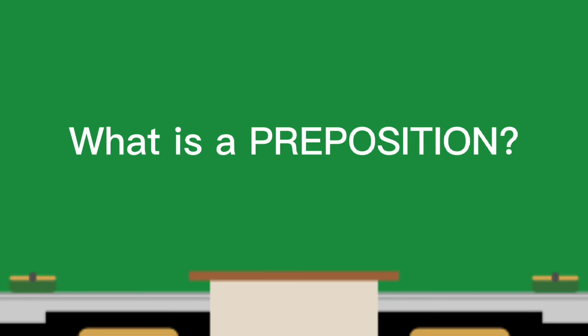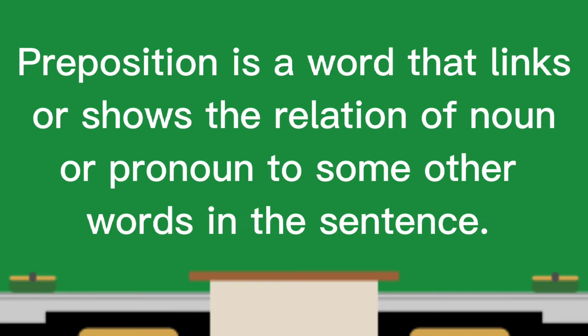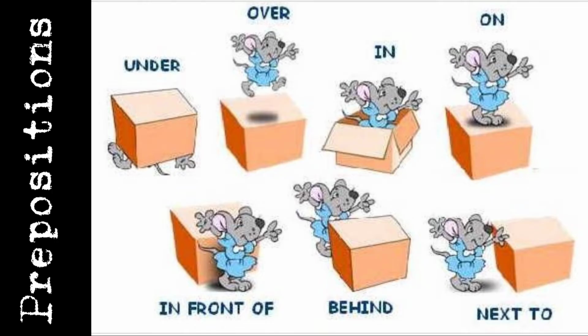But first, what is a preposition? A preposition is a word that links or shows the relation of a noun or pronoun to some other words in the sentence. When you were in grade school, the prepositions that were taught to you by your teachers were on, under, over, in front of, behind, next to. Well, it was easy back then, right?